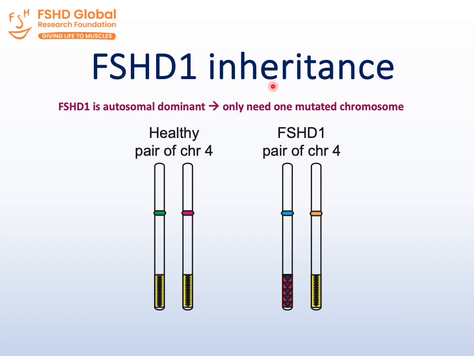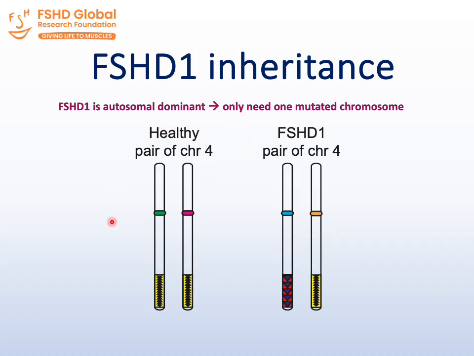So FSHD1 inheritance. FSHD1 is considered autosomal dominant. It's an autosome, so you have 23 pairs of chromosomes. 22 are autosomes, and then your X, either XX or XY in general, and those are your sex chromosomes. They're not autosomes; they're sex chromosomes. So dominant meaning you only need to get one mutation in order to get the disease.